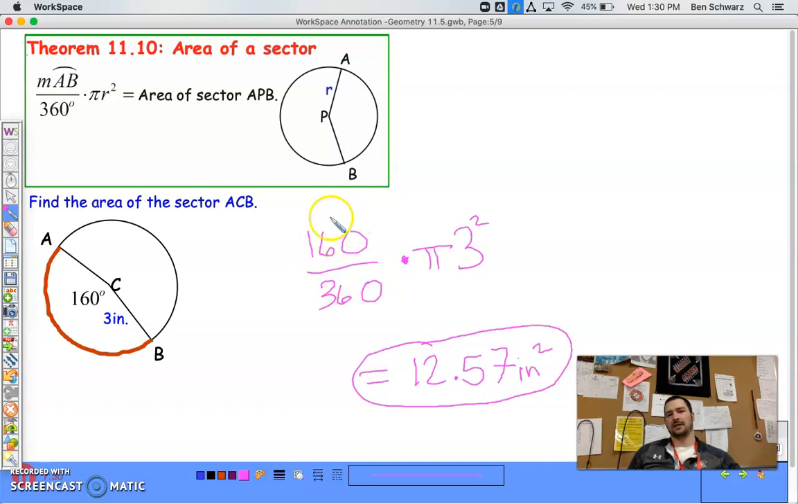So pretty simple. Take the degrees, divide it by the total of degrees, which is always 360, times the total area.